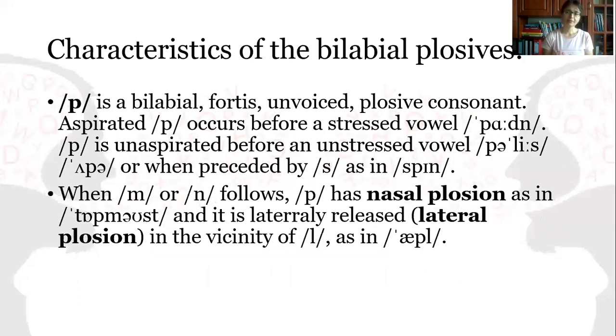Now, let's see what are the characteristics of bilabial plosives. Let's start with p, which is a bilabial, fortis, unvoiced plosive consonant. It is aspirated when it is before a stressed vowel, like in pardon. P is unaspirated before an unstressed vowel, like in please, upper, or when preceded by s, as in spin. When m or n follows p, p has nasal closure, as in topmost. And it is laterally released. There is a lateral closure in the vicinity of l, as in apple.